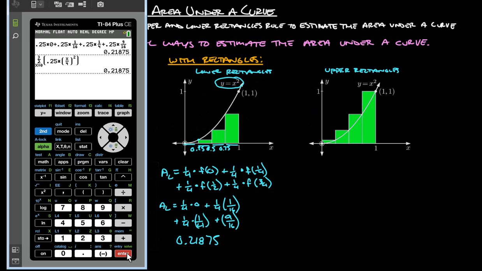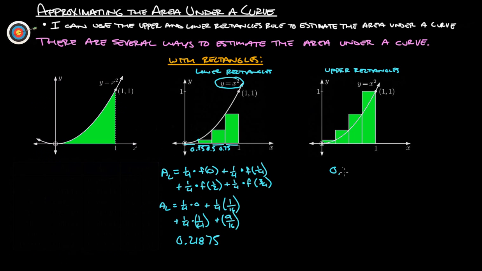Okay, so we do that and push enter, and we get 0.46875. So instead of doing all this calculation by hand, we can actually do it on our calculator. So we get 0.46875.